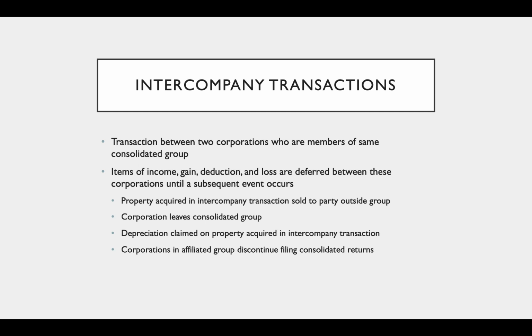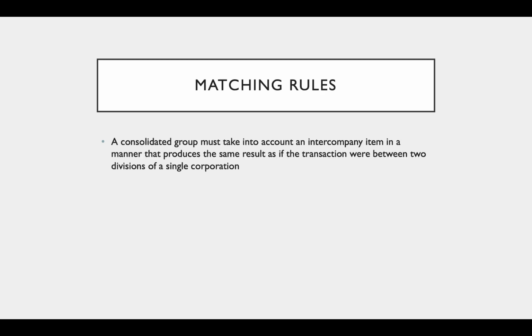Income, gain, deduction, and loss are deferred between these corporations until a subsequent event occurs. One of those events might be property acquired in an intercompany transaction is sold to a party outside the group. A corporation leaves the group. Depreciation claimed on property acquired in an intercompany transaction. And then corporations in the affiliated group discontinue filing consolidated returns.